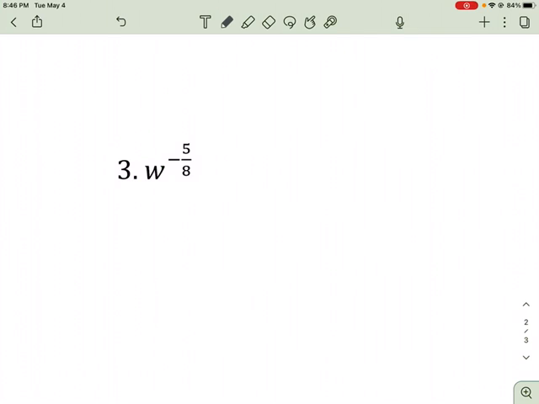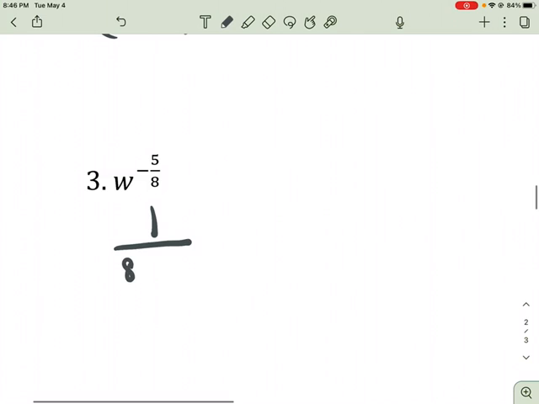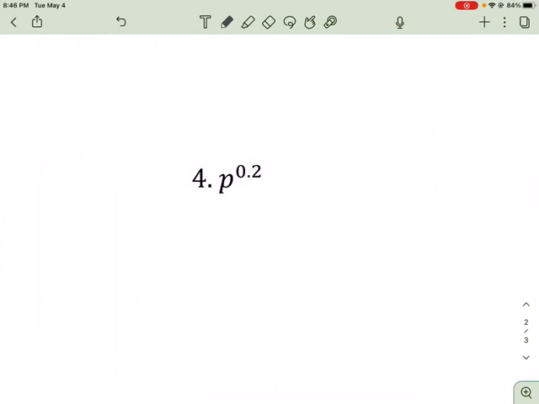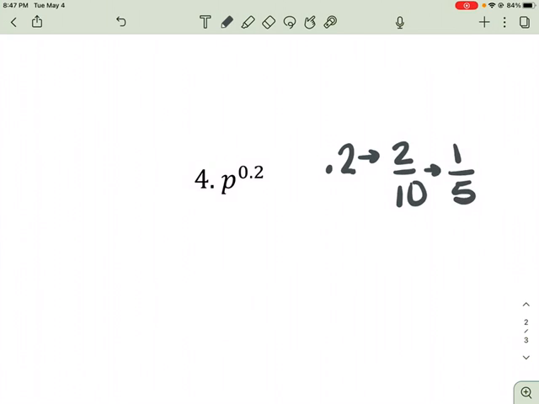So this is w to the negative 5 over 8. Now first of all, the negative means 1 over. Okay, everybody remember that. 8th root of w to the 5th. Now you can put the 5th underneath if you want, or you can put parentheses around the whole thing. They mean exactly the same thing. Now p to the 0.2. Oh, what the heck are we going to do with that? Well, let's change 0.2 to a fraction. 2 over 10, which reduces to 1 over 5. So this is actually p to the 1 over 5, or the fifth root of p.